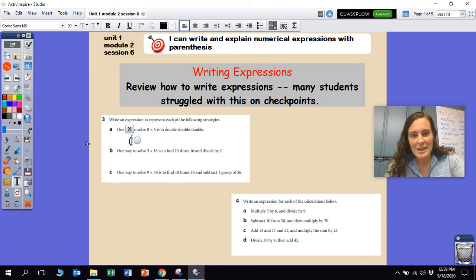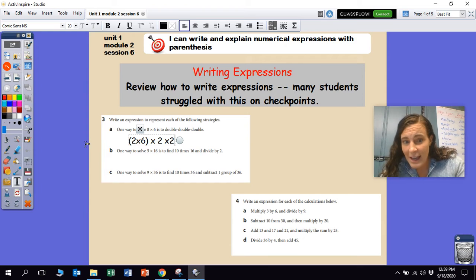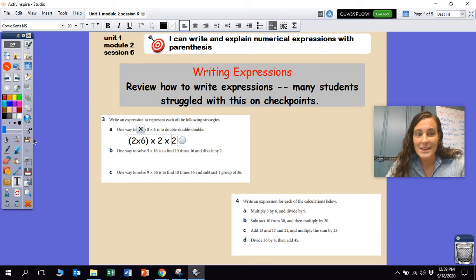So really, what I'm thinking here is instead of 8, I'm going to just use my double, 2 times 6. And then I'm going to double that. And then I'm going to double it again, a double, double, double. So that eventually I end up with 2 times 6 is 12, times 2 is 24, times 2 again is 48, and that will be the right answer to 8 times 6.